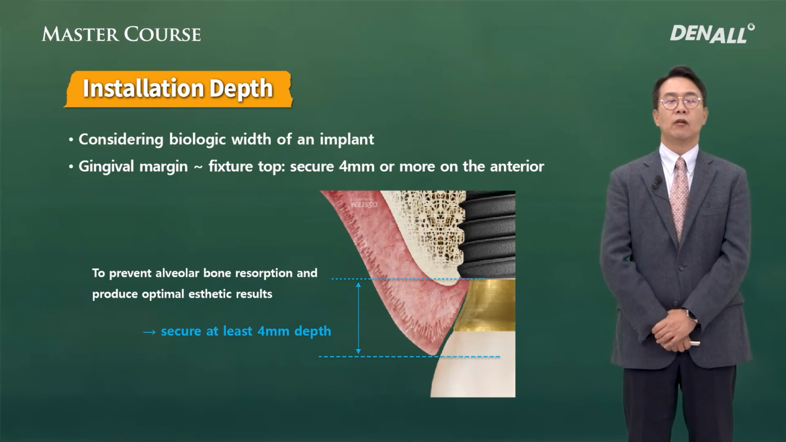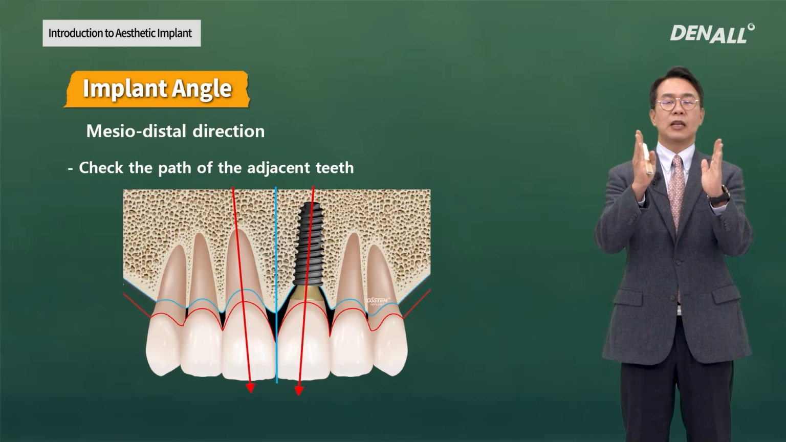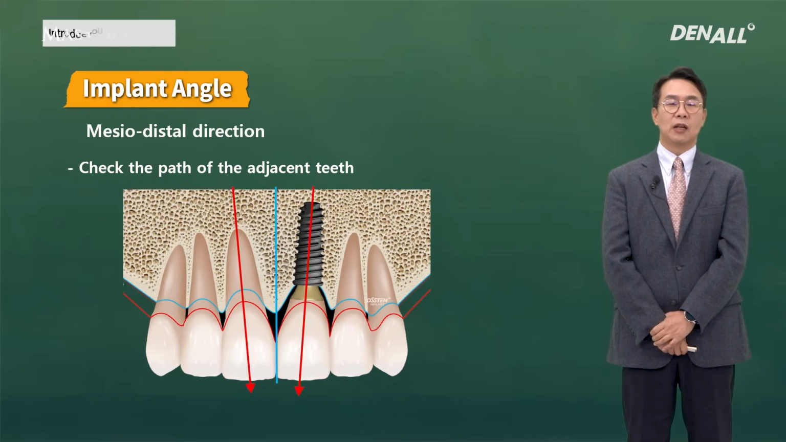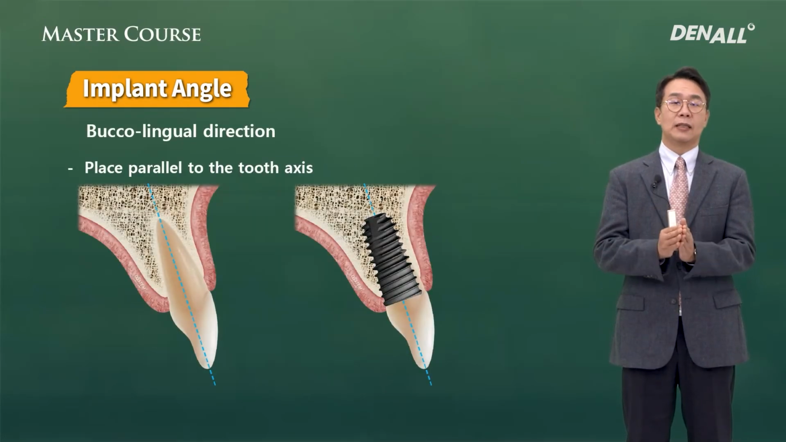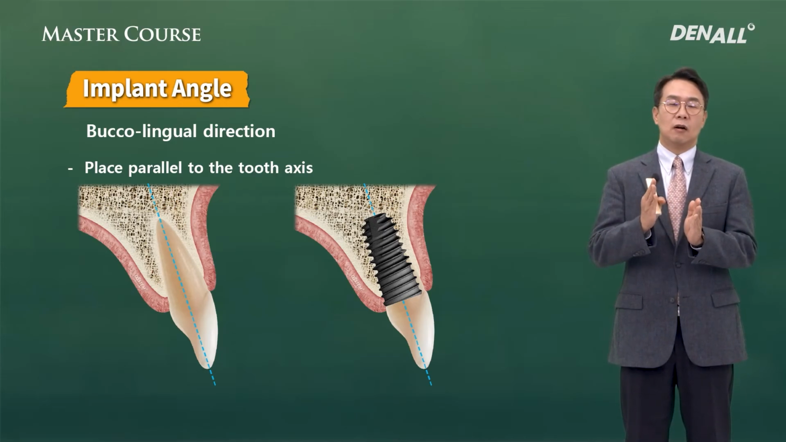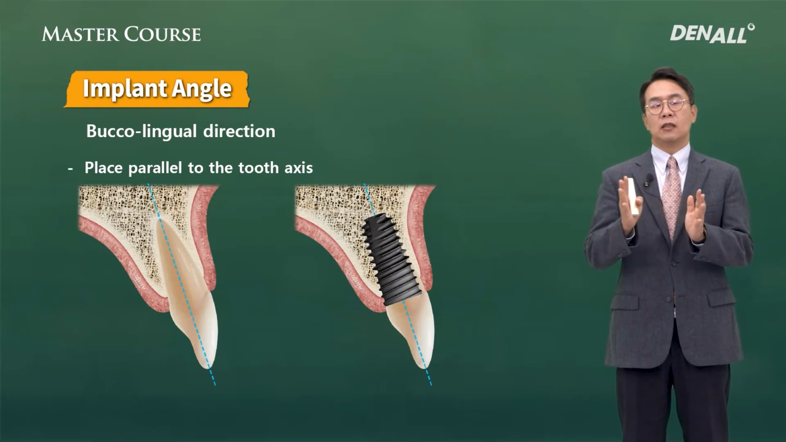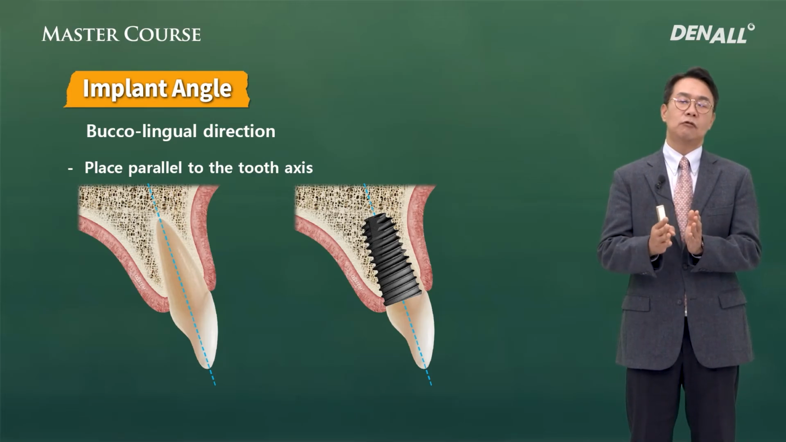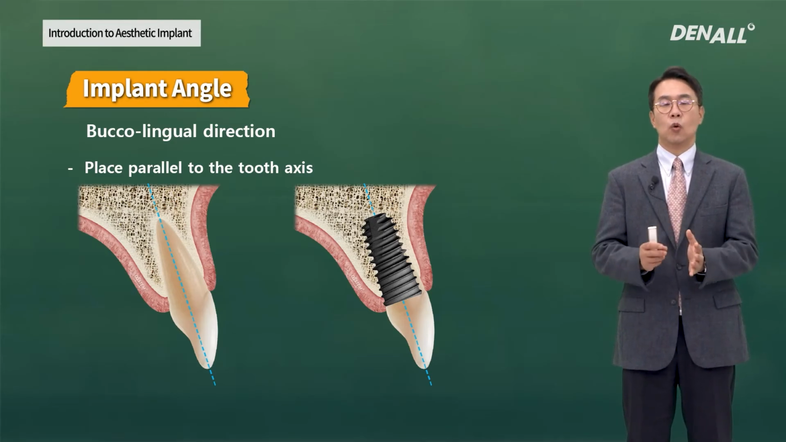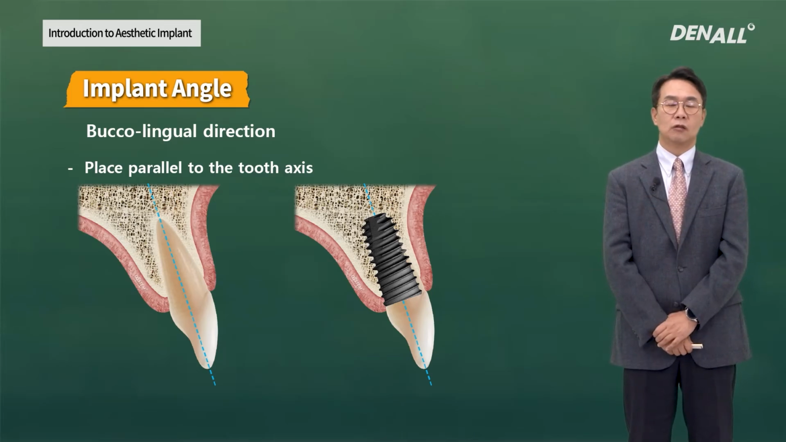To secure the depth of implant placement, if you look at the direction, it is the same as the long axis of natural teeth in the surrounding area. Buccolingually, it is parallel to the tooth axis. When you do the immediate placement, you can identify the tooth axis, but after healing of the extraction socket, it would be difficult to find the tooth axis. So an instrument like a guide surgery or surgical stent can be used.